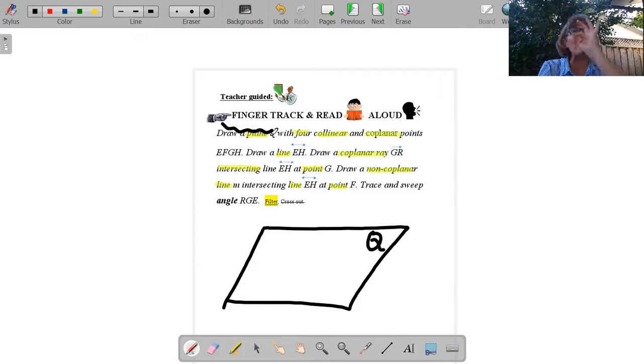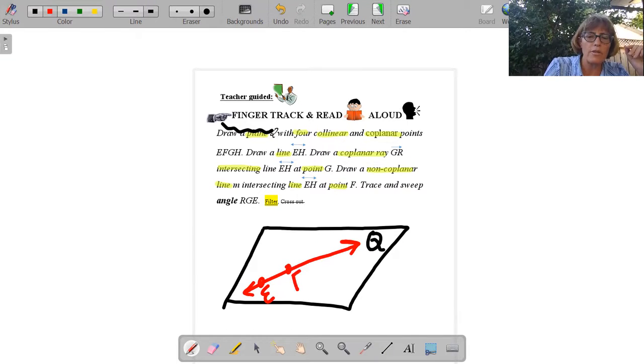4 collinear and coplanar. They're on the same line and they're on the same plane, E, F, G, H. So they're on the same line and on the same plane, E, F, G, H. It does not matter which way it's tilted. That doesn't matter. Draw in line EH. We did that.